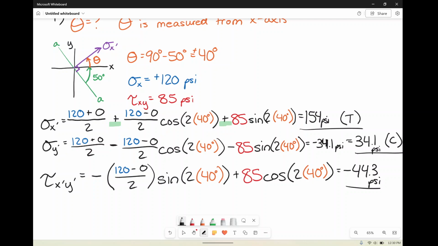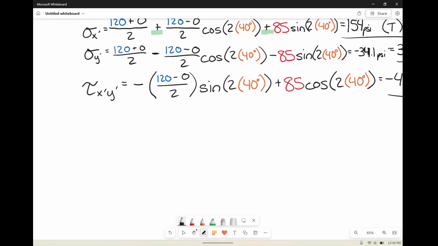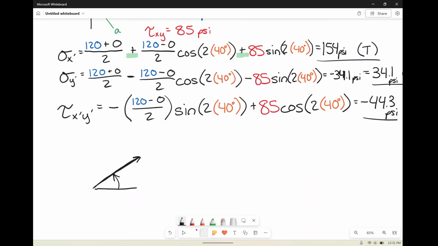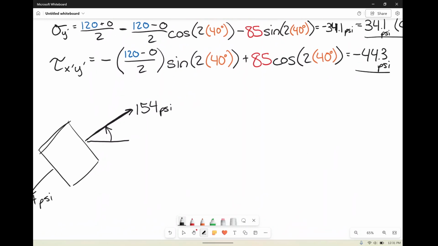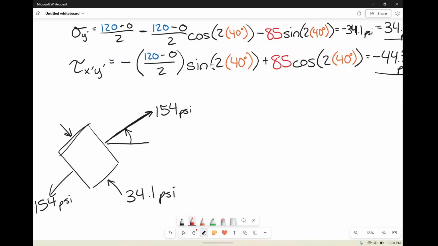So again, we can actually draw this cute little element if you really wanted to. So again, it's at 40 degrees. We'll do our best here. Let's say that's at 40 degrees. And this is sigma x, which was 154 psi in tension. So it's going to be going somewhere like this for our stress element, 154 psi. And then sigma y we said was compression, so we're going in here, going in, was 34.1 psi. And then I'll swap to a different color to give you tau xy.